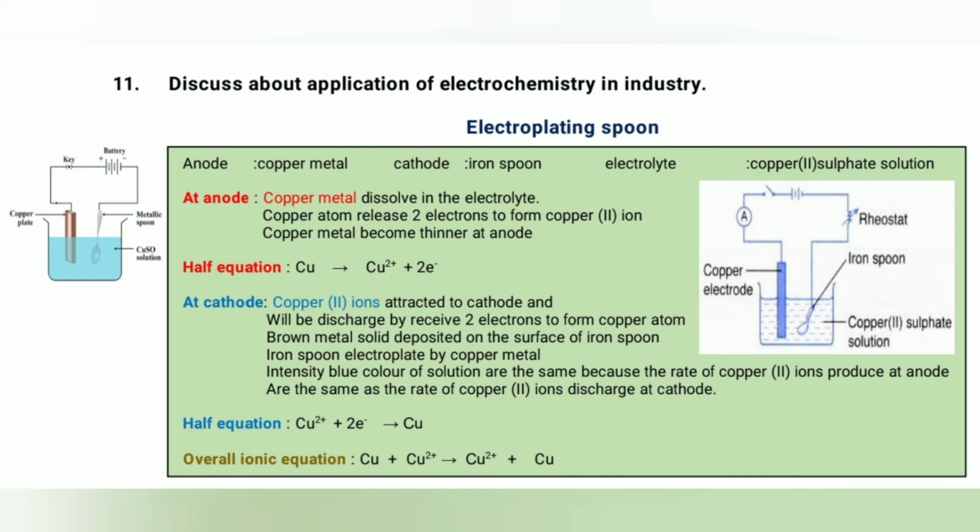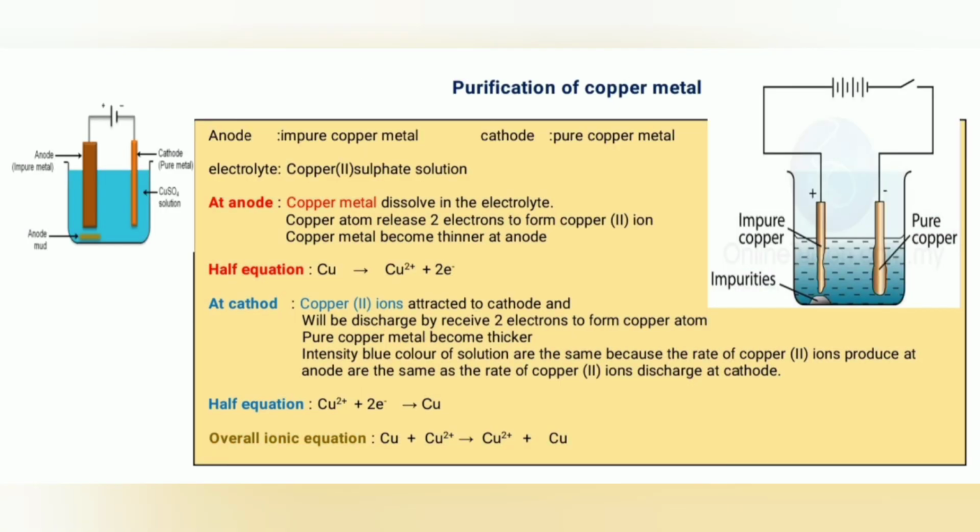The conditions that must be satisfied for good quality plating are: the metal object to be plated must be clean and free of grease. The concentration of the ions of the plating metal must be low. The electric current must be small, and the object to be plated must be turned steadily.